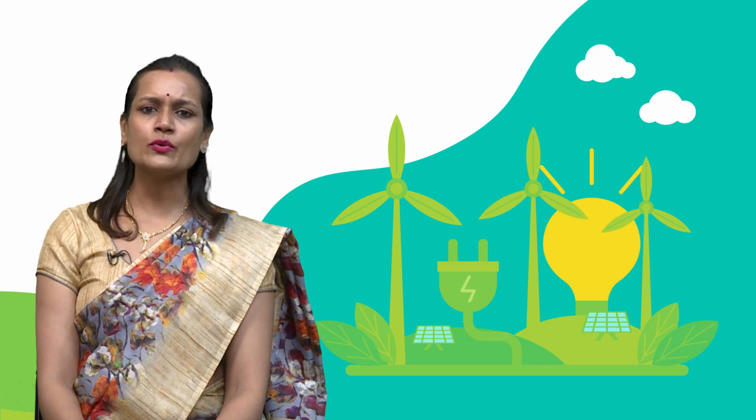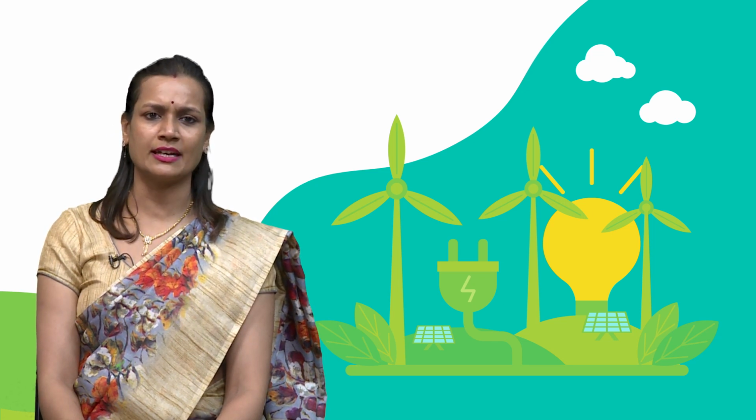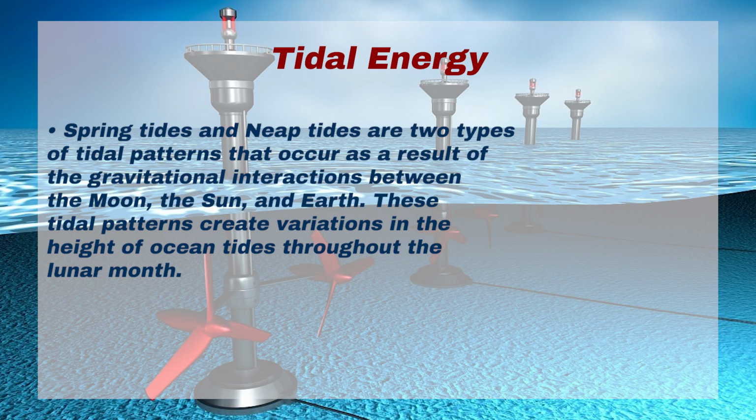Tides are also influenced by the relative positions of the moon and the sun. Spring tides and neap tides are the two types of tidal patterns that occur as a result of the gravitational interactions between the moon, the sun and Earth. These tidal patterns create variations in the height of ocean tides throughout the lunar month. Here is an explanation of both.